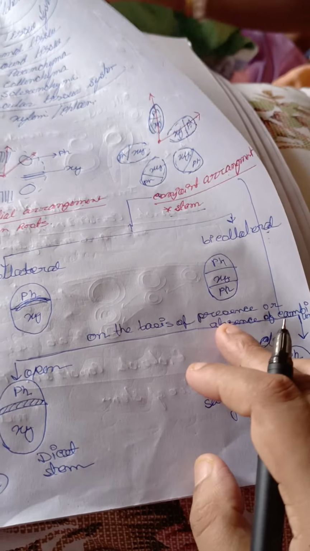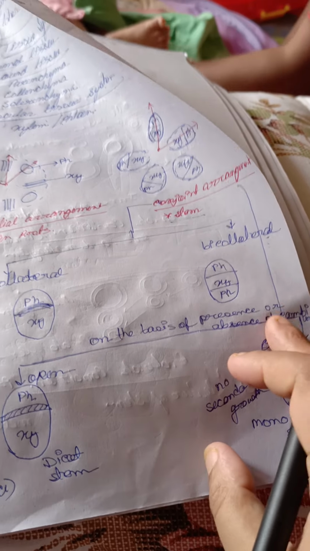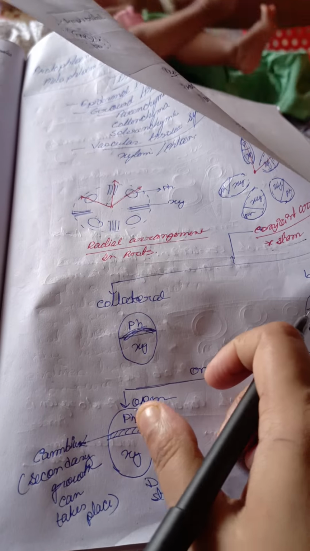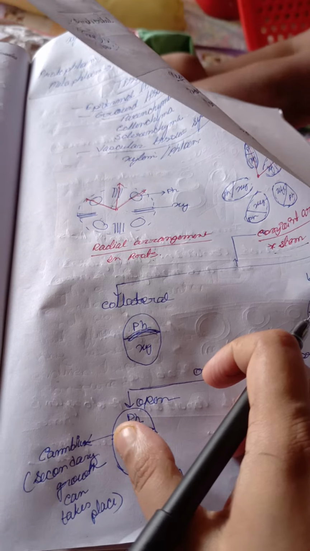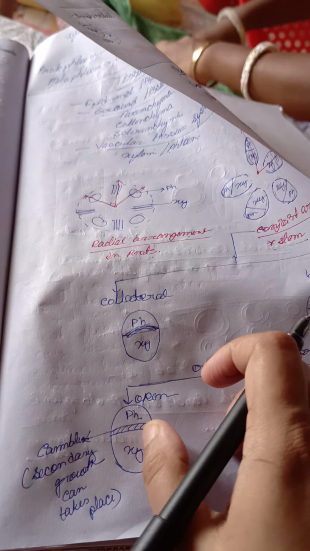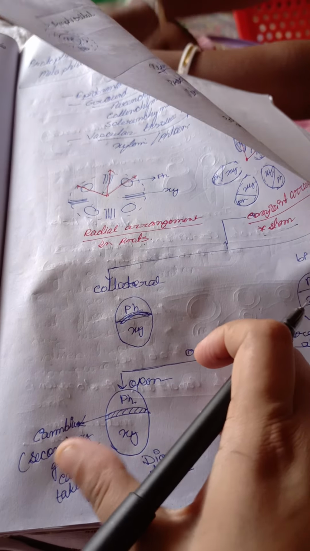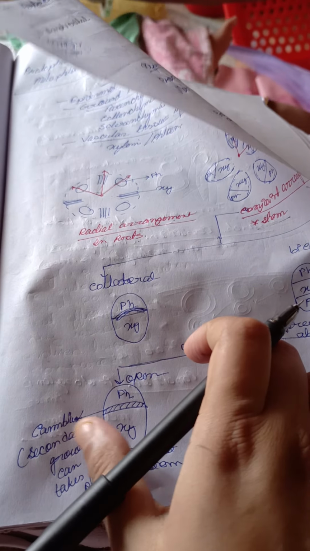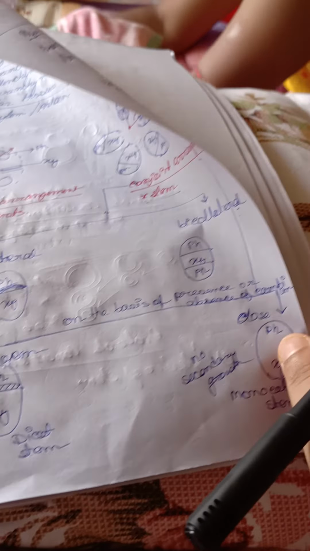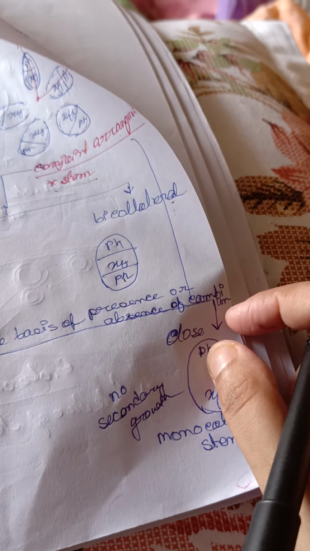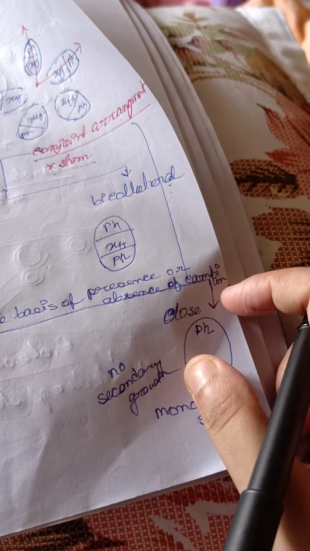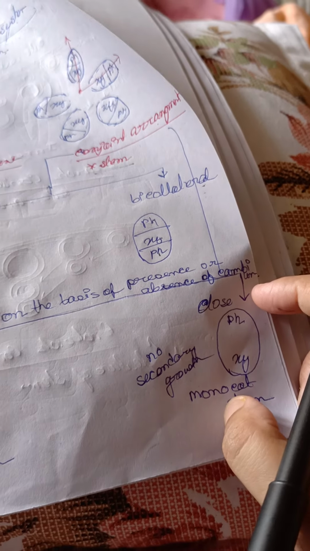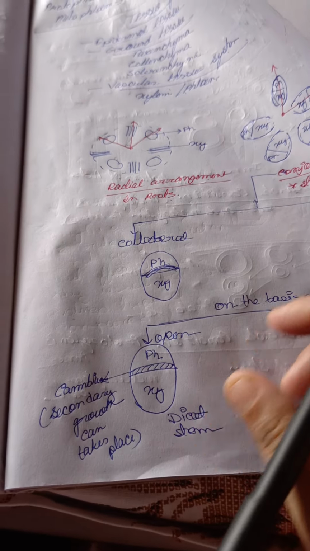But on the basis of the presence or absence of cambium, we can also classify the conjoint arrangement in two ways. If the cambium tissue is present between xylem and phloem, then we will call it open. Why is it open? Because secondary growth can take place due to the presence of cambium tissue. Here you see phloem and xylem, in between there is no cambium tissue, so no secondary growth will take place. So this we see in monocot stem, this we see in dicot stem.